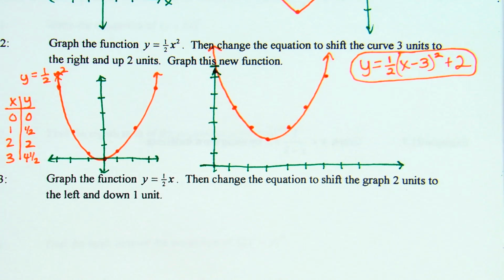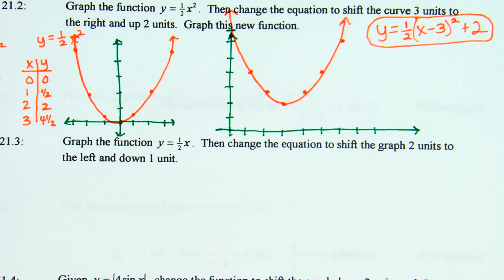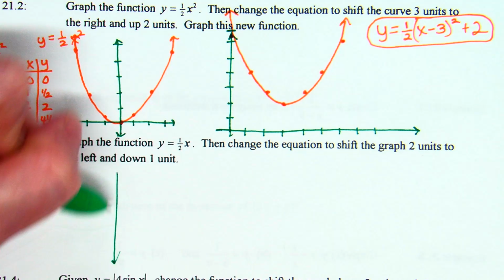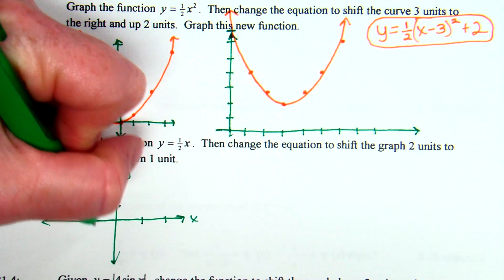Okay, example 3. Unless you're going to object to anything I'm doing. Graph the function y equals 1/2 x. Oh no, do we know how to graph something like that? We sometimes get so far in that we forget the basics. How do you graph y equals 1/2 x? What about 1 over 2?